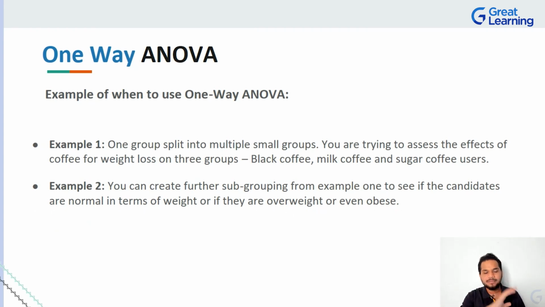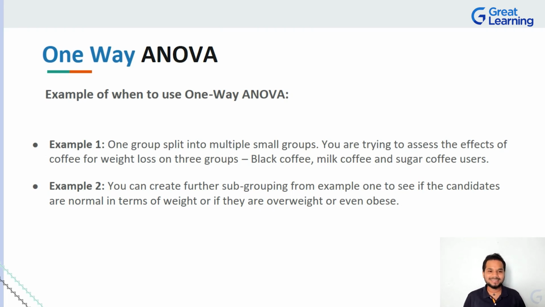So as always, let me give you some examples to help you understand when you should use one-way ANOVA. Let's take the first example. Let's just say that there is one big group of people that has been split into multiple small groups, and you are trying to understand the effects of coffee on weight loss, right? Now you already know that coffee increases your energy, it increases your metabolism and whatnot. So increase in metabolism means increase in fat loss.